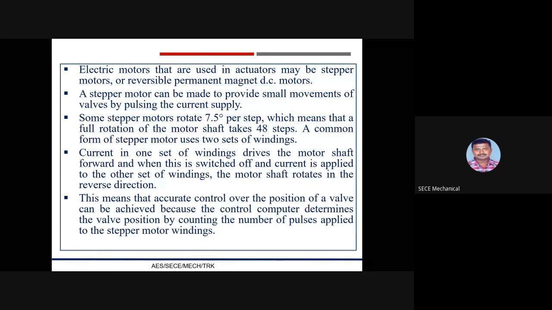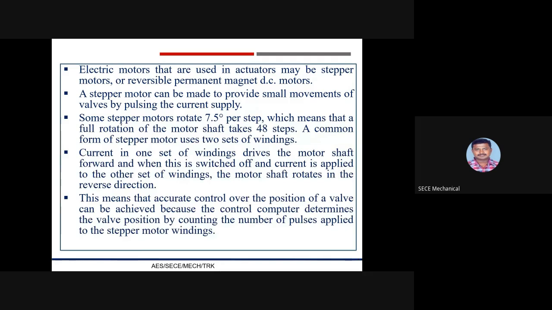Next, a stepper motor can be made to provide small movements of valves by pulsing the current supply. Some stepper motors rotate 7.5 degrees per step, which means that a full rotation of the motor shaft takes 48 steps. As the name itself says, it will not work in a continuous manner; it rotates step by step. The speed can be high, but the rotation is step by step, for example, 7.5 degrees per step.